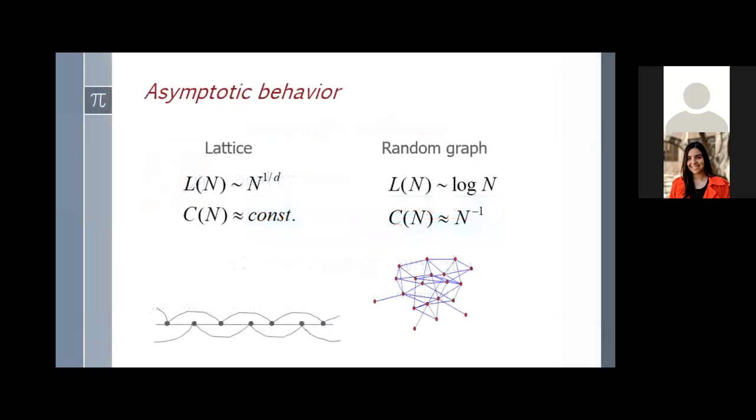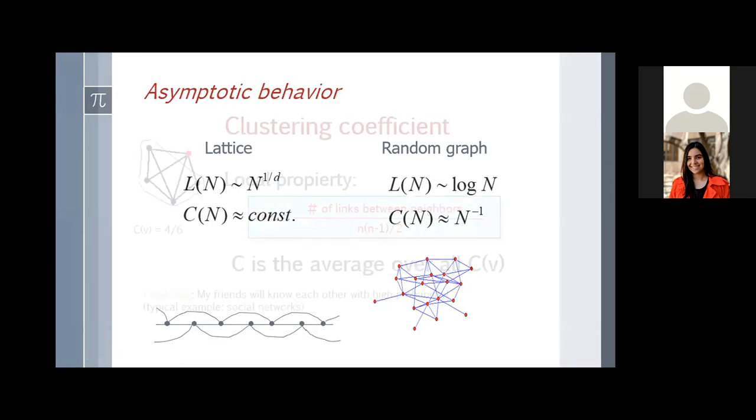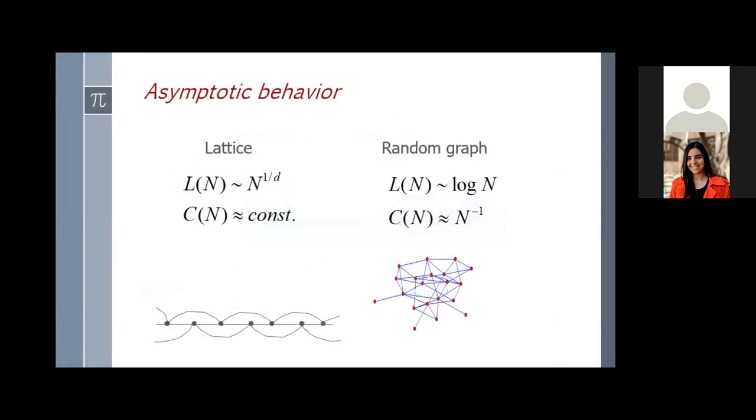Okay, so that is the clustering coefficient. And what about asymptotic behavior if we compare lattices and random graphs? In lattices, the clustering coefficient is constant. Why? Because we know precisely what is the dimension of space. Therefore, it perfectly determines the number of neighbors in a lattice. In a random graph, the clustering coefficient decays with n.